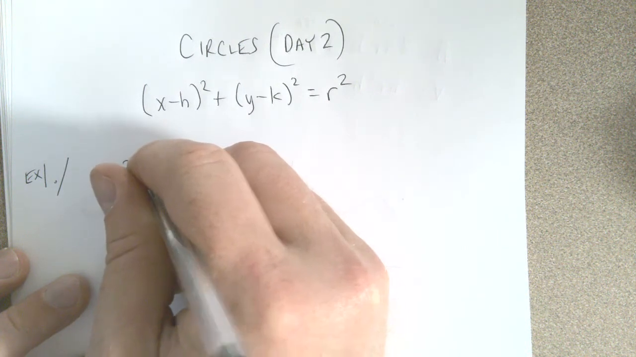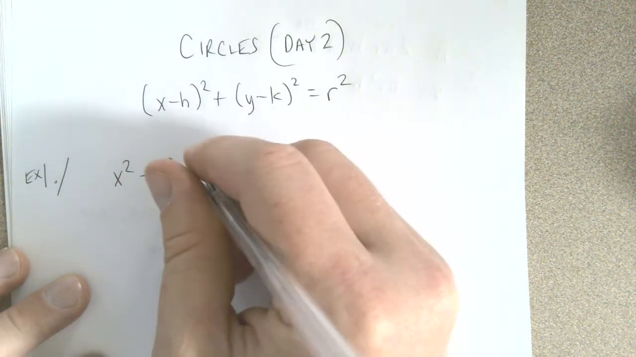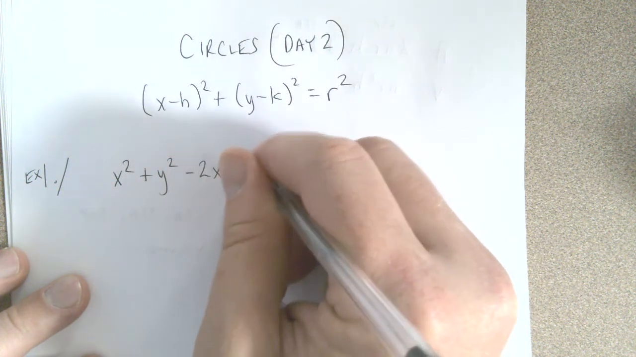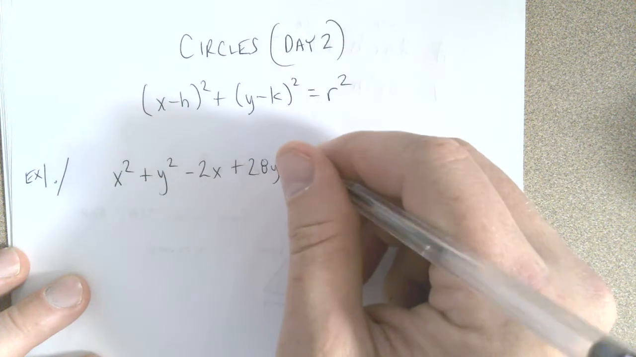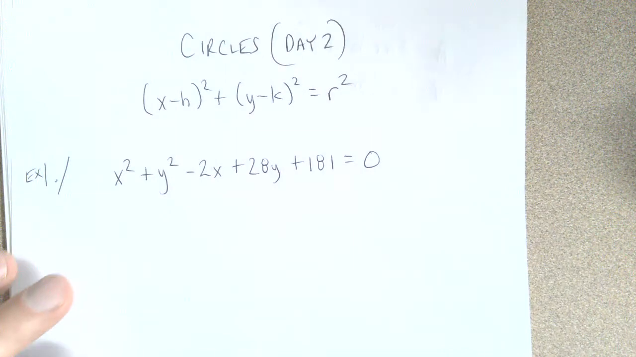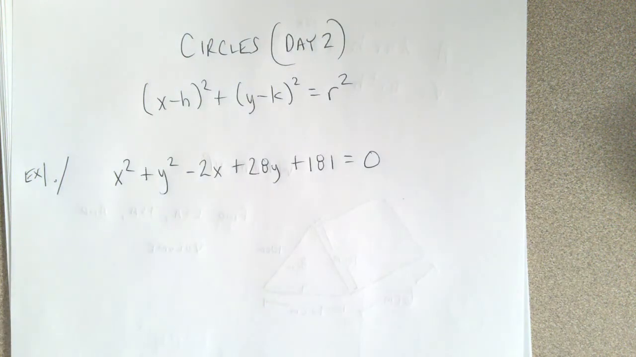x squared plus y squared minus 2x plus 28y plus 181 equals 0. Now, our basic concept on these problems today is basically just completing the square. And I believe we talked about this earlier in the year. You should have done this in Algebra 2 class. It's maybe been a little while.